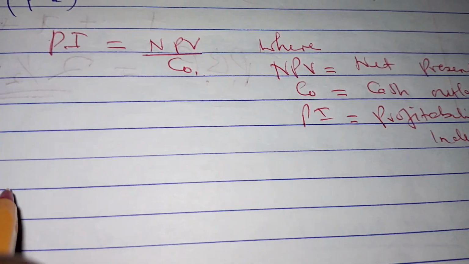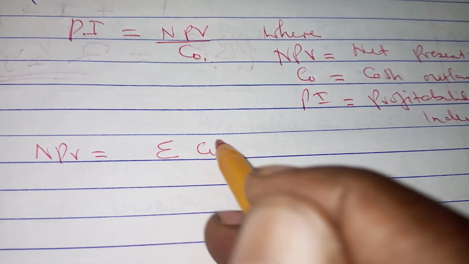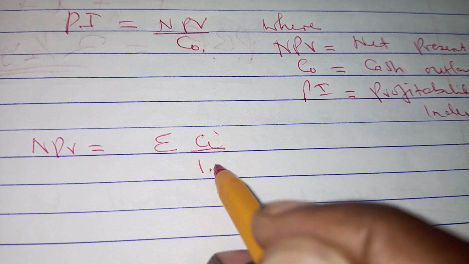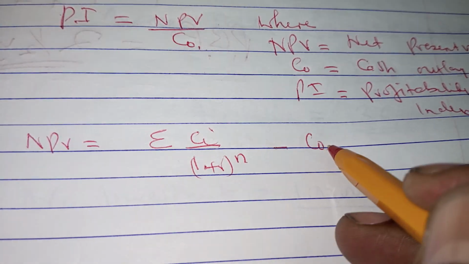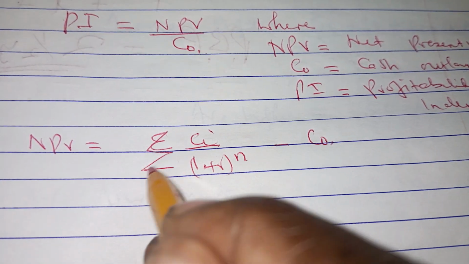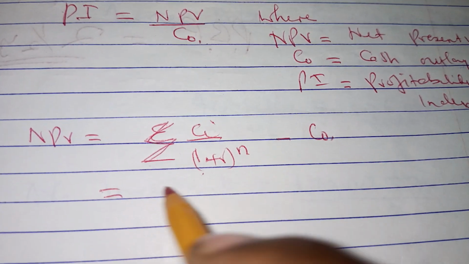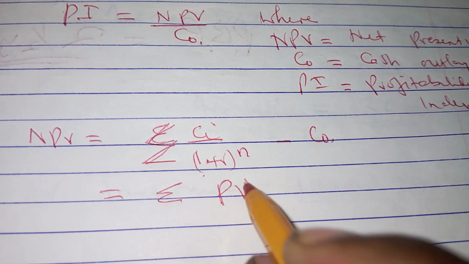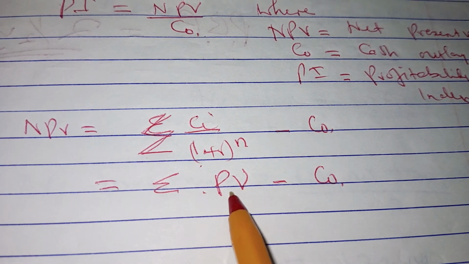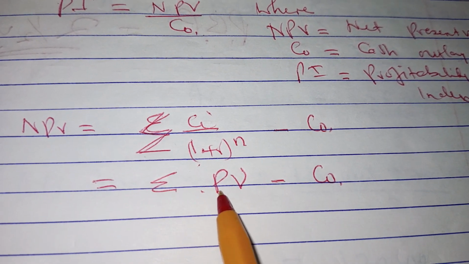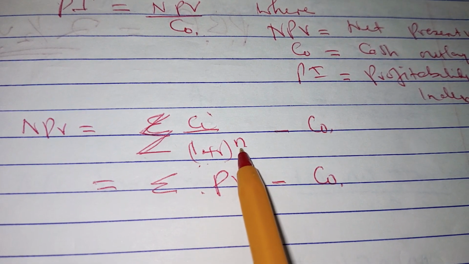Now, let's look at how we get the NPV. From previous studies, we have said the NPV is given as the summation of cash inflow divided by 1 plus R raised to power n, then minus the cash outlay. We are adding all the cash inflows' present values. It can also be written as the summation of present values minus the cash outlay, where the present value is given as the cash inflow divided by 1 plus R raised to power n.